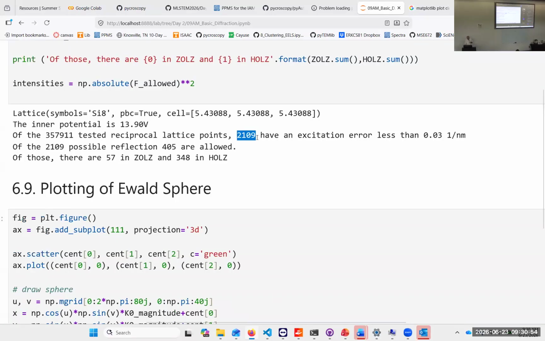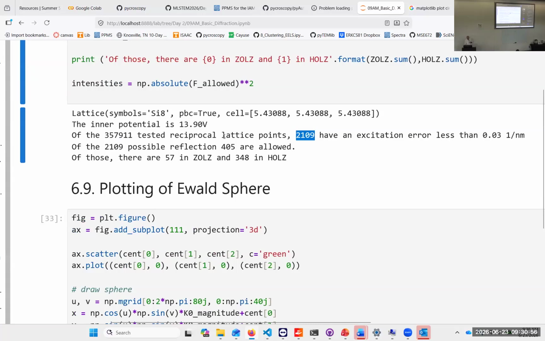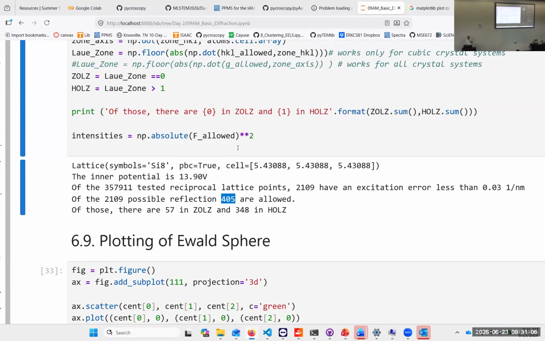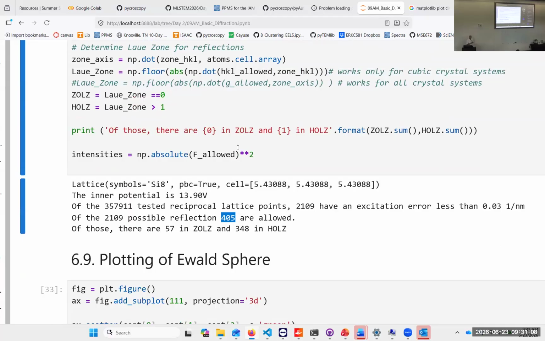And then I can look at the form factor, that is just whether there is a constructive or destructive interference here.